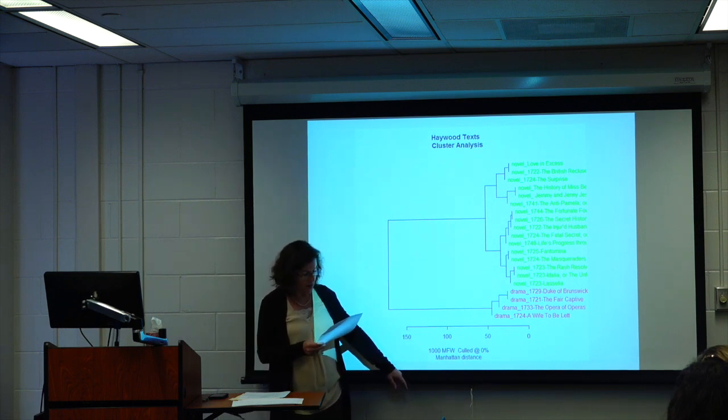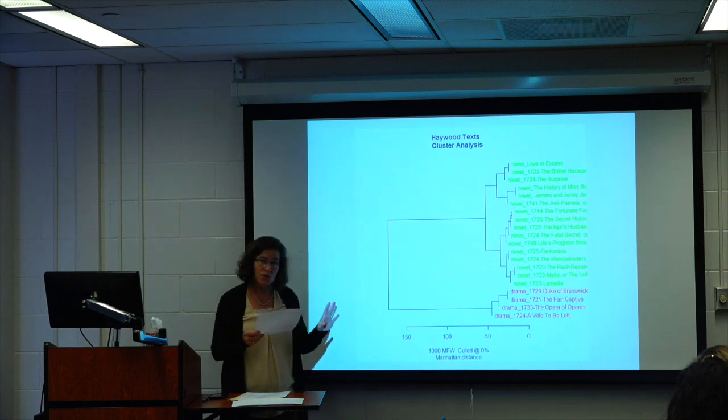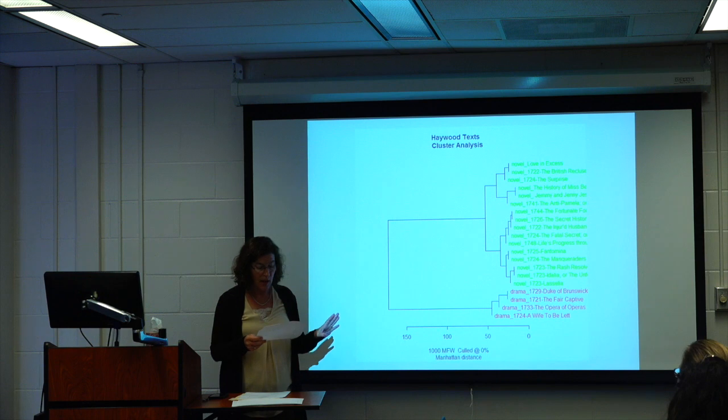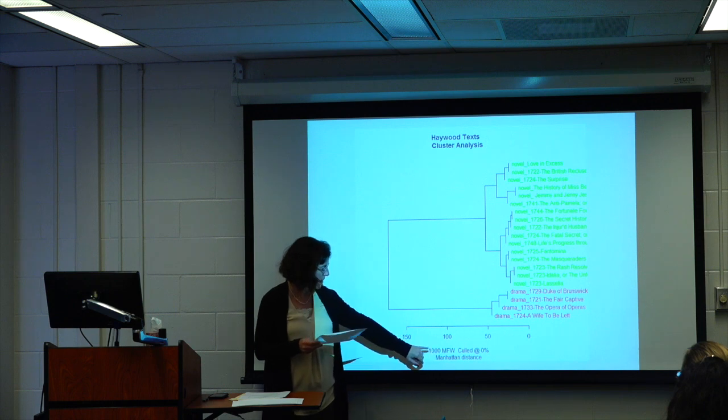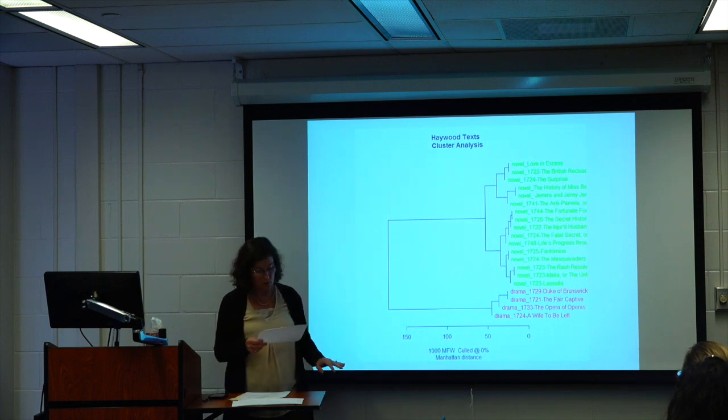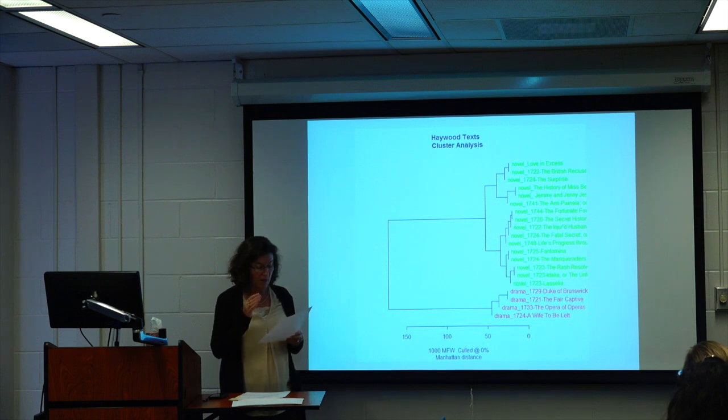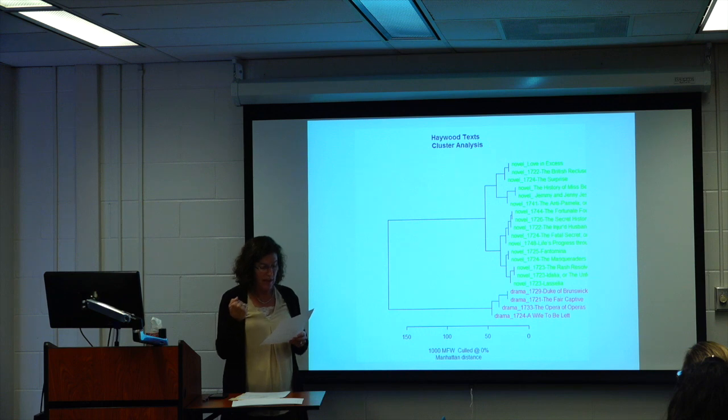And 1,000 most frequent words using the Manhattan distance algorithm. Manhattan is your simplest formula, right? It simply measures the difference between all the values, that is all the 1,000 most frequent words, and divides them by the number of features. So you have the difference between all the values on the matrix divided by the number of the features. And this is presented in the cluster analysis.